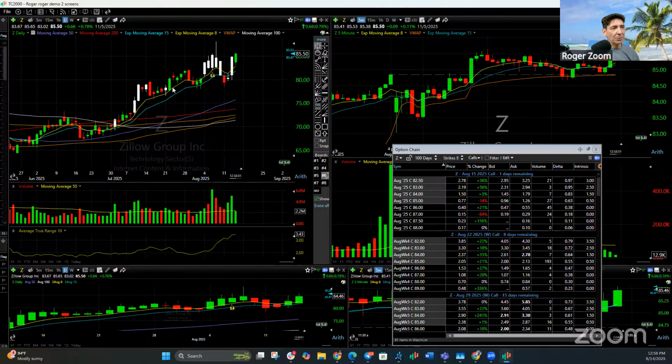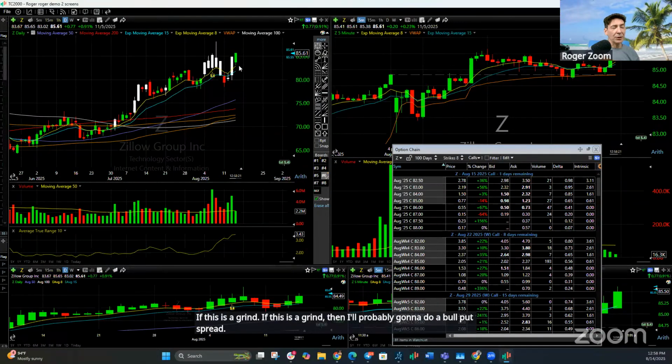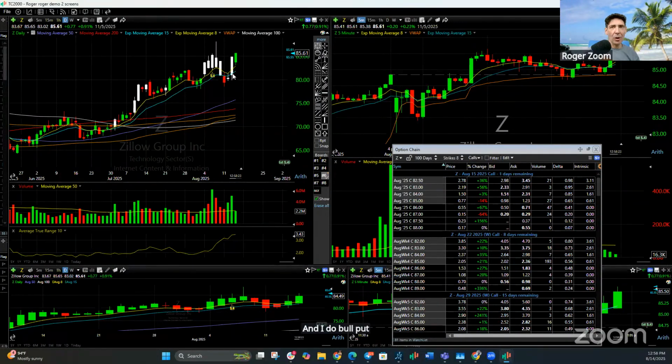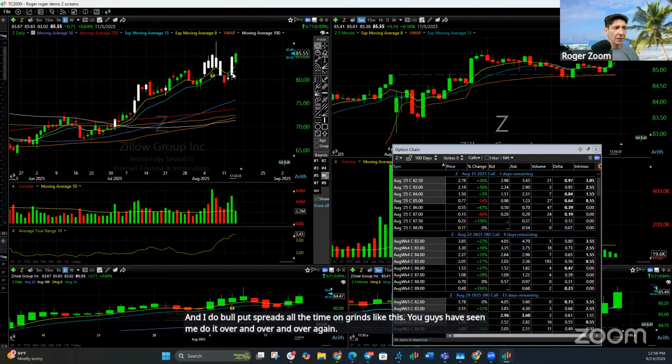In this case, because it's still very, very choppy, and this hasn't broken out yet, this is a grind. If this is a grind, then I'm probably going to do a bull put spread. And I do bull put spreads all the time on grinds like this. You guys have seen me do it over and over again.